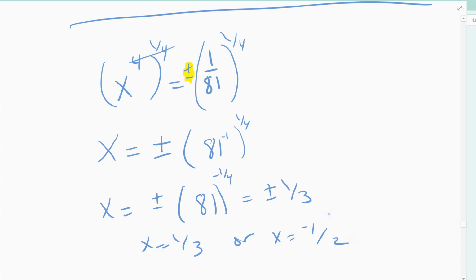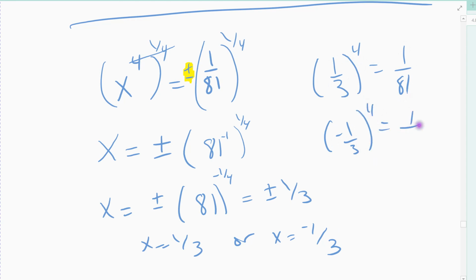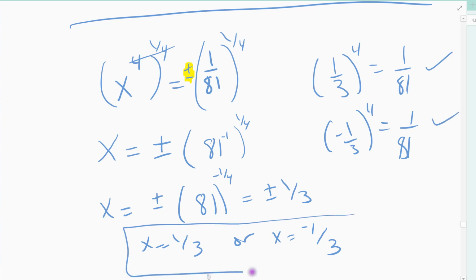You should check it. It does check. If you take 1/3 raised to the 4th, you get 1 over 81. If you take negative 1/3 raised to the 4th, you get 1 over 81. You can hit your fraction key, and it will solve for that. So again, you can always check. This is sort of my check step, so that's the right answer.